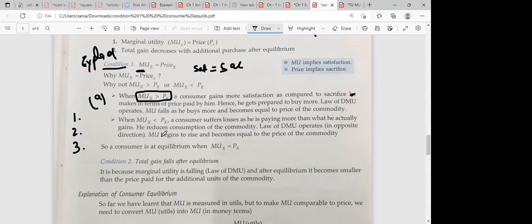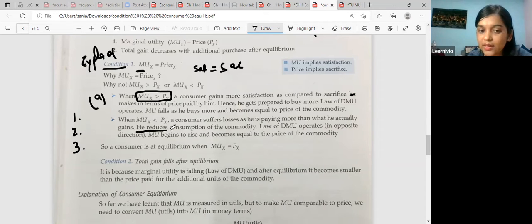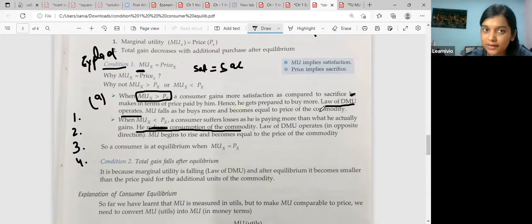Then you will write this line: he increases consumption of commodity. That is the second point. Then the third point: this law of DMU operates. Clear? Fourth point: MU falls as he buys more and becomes equal to the price of the commodity. Clear?